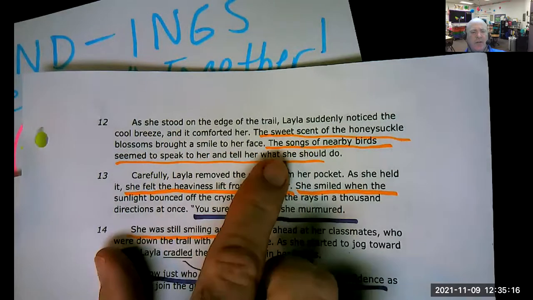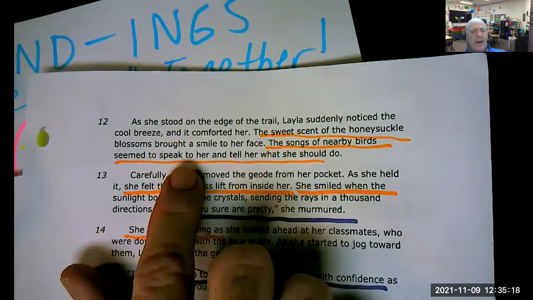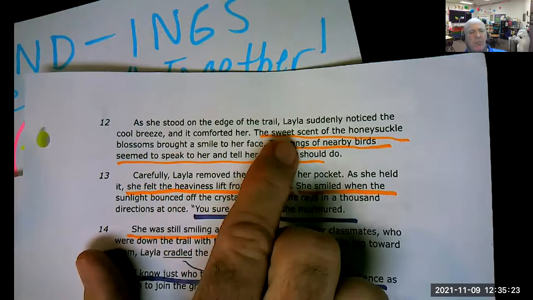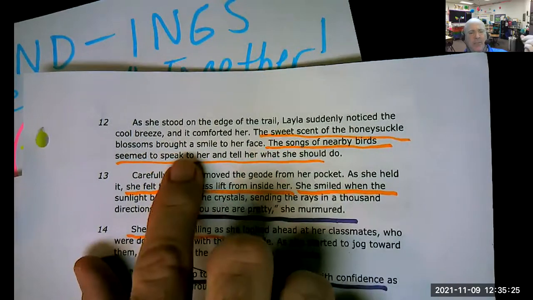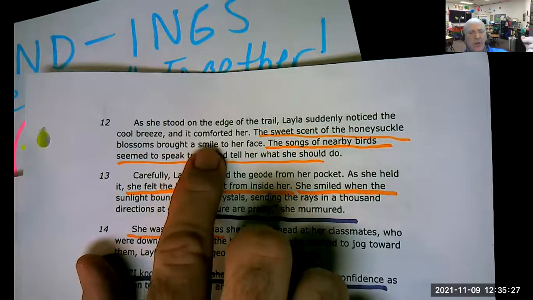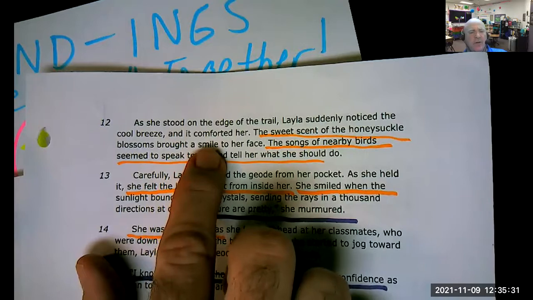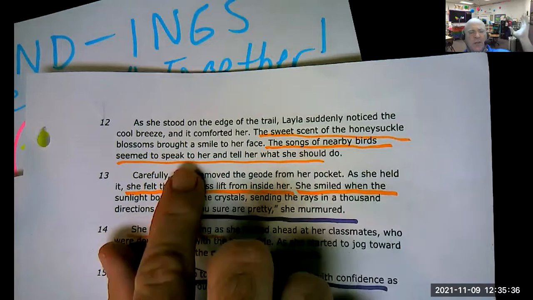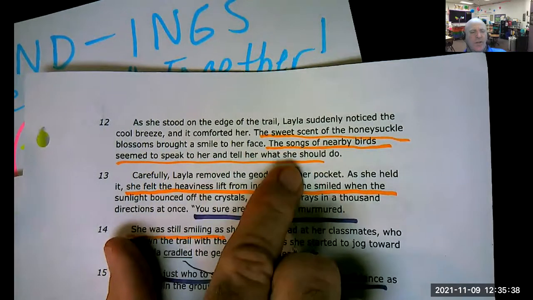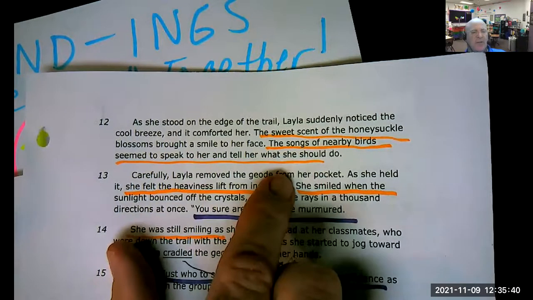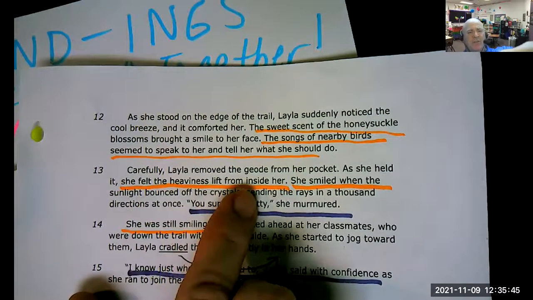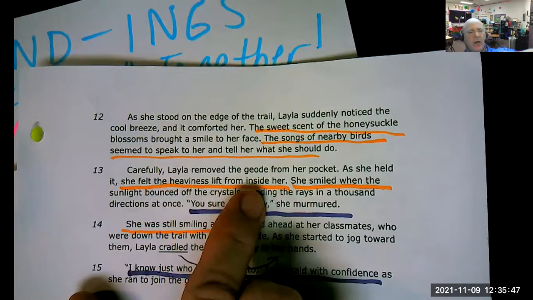brought a smile to her face. Well, I got to smell something. What was the reaction? It made her smile. She's happy. And so apparently she's already made her decision. The songs of the nearby birds seem to speak to her and tell her what to do. That's what she's hearing. She felt the heaviness lift from inside of her. Her emotions are transferring. So the heaviness that was there before is now gone.